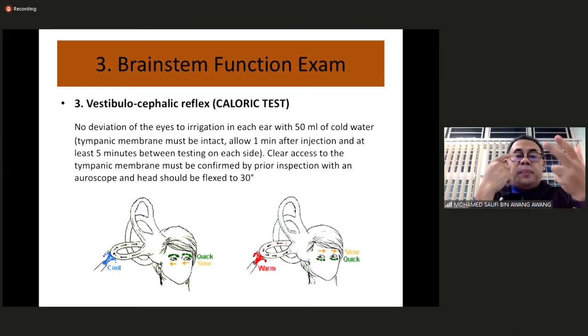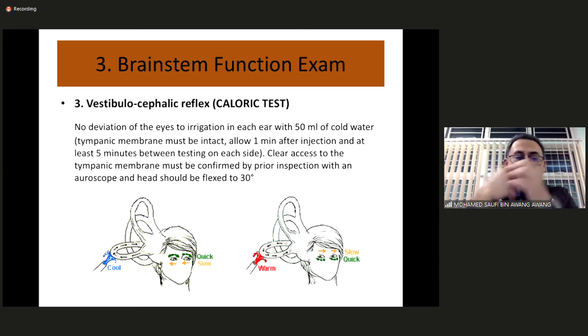So the principle from earlier, the first component, the nystagmus direction, is dictated by the first component. Point number two, COWS: Cold Opposite, Warm Same. If you inject water in the right ear, and the brainstem reflex is still intact, you will see the nystagmus towards the opposite side. For example, if you irrigate 50 ml of ice cold water in the right ear, that will induce nystagmus and the fast component will be towards the left. So that's why it's cold opposite, warm same.